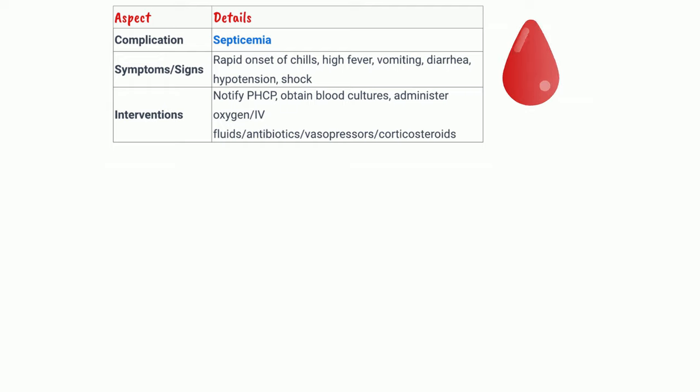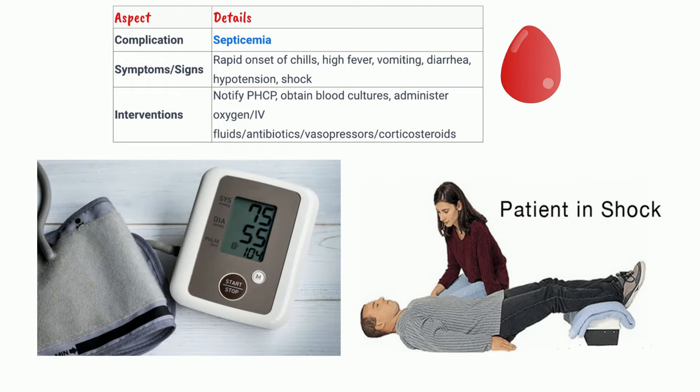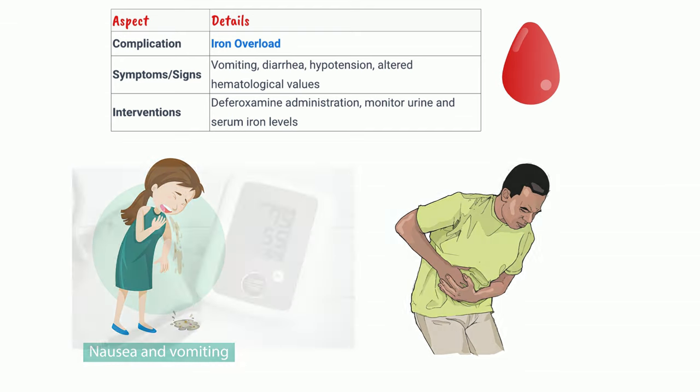Septicemia, a severe reaction, presents with high fever and potentially shock. It's critical to notify the primary healthcare provider, start supportive therapies like administering IV fluids and antibiotics, and obtain blood cultures promptly. Iron overload, particularly in patients with multiple transfusions, manifests as vomiting or hypertension.